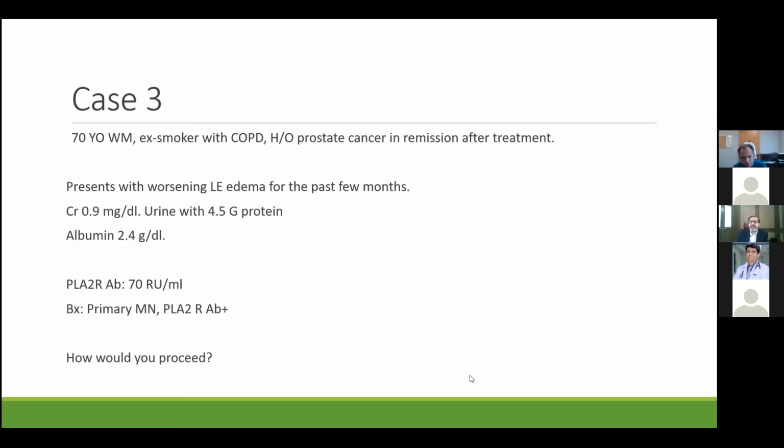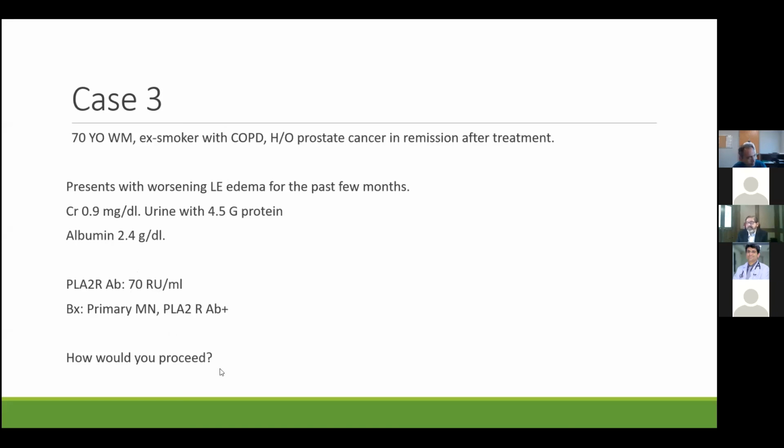I think you're exactly right. I mean, the GFR is preserved. The proteinuria is in the nephrotic range, but relatively modest. The PLA2R antibody is relatively low. The guy is a little bit high risk from various angles. So absolutely. This is one of our live cases.